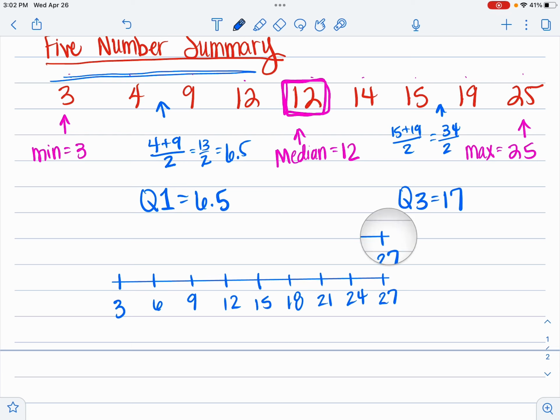Okay. So I just made a number line. And again, I chose to count by 3s because that way I didn't have to make my number line so long. So a box and whisker plot is where you take the median, which is 12. And that's going to be the middle of the box. And 6.5, we're going to obviously have to estimate, it's about right here. And 17 would be like right here. Right, that's quartile 1 and 3. So there's my box.